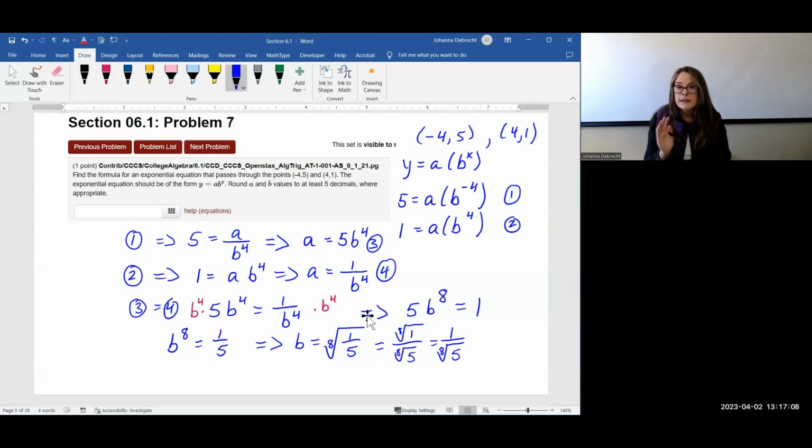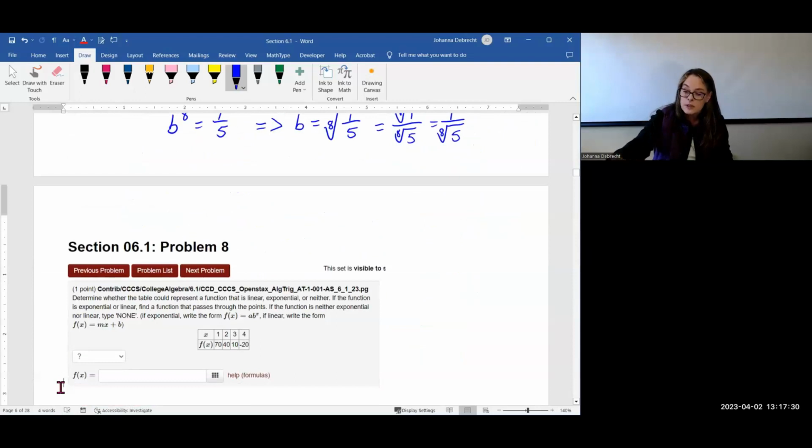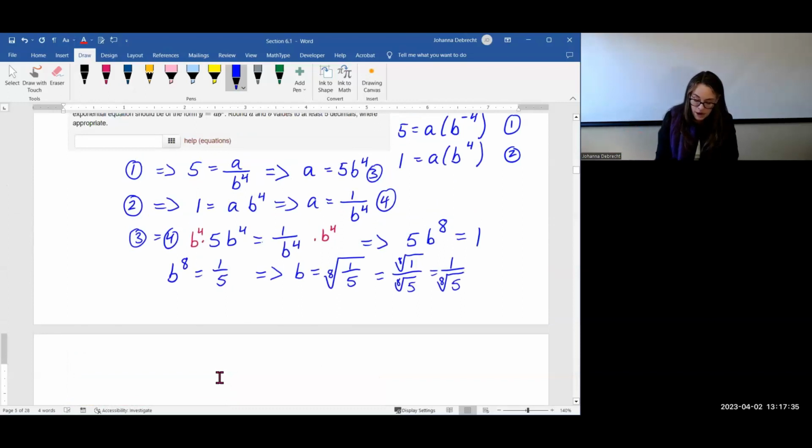Okay, now you may be going, well, that's great, but I don't have a. Well, I can find a by using either equation 3 or equation 4. Either one will work because it's the same. So in this one, I'm going to use equation 3. I need a little more space, so let me create just a little bit more space here so that I can keep writing. So now I'm going to take equation 3, and I have a equals 5 times 1 over the 8th root of 5 raised to the 4th power.